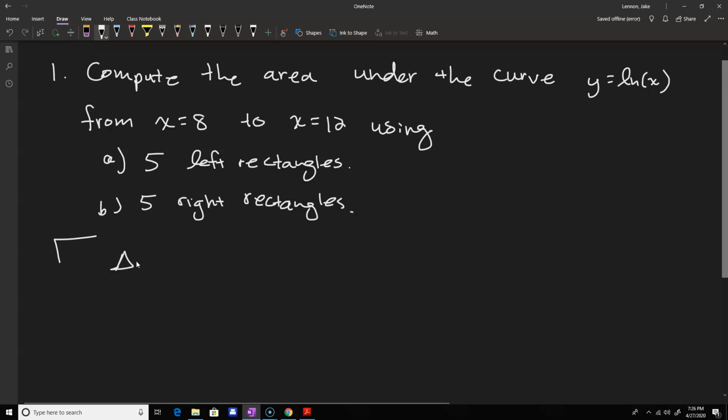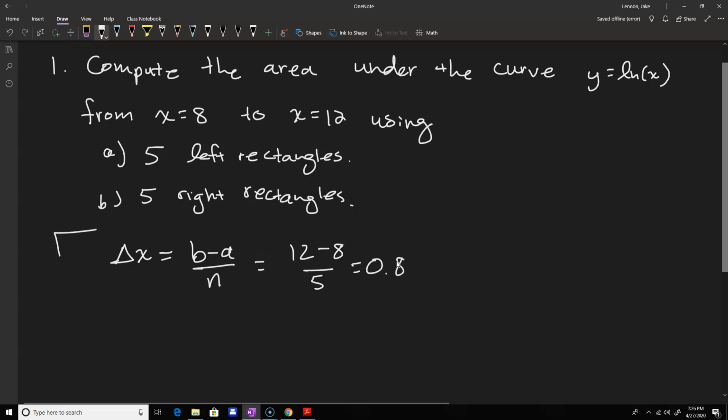So the first thing is to figure out the width of each rectangle, which we use the formula b minus a over n, where n is the number of rectangles. So we're going from 8 to 12, so 12 minus 8 over 5 comes out to 0.8. So that's the width of each rectangle.